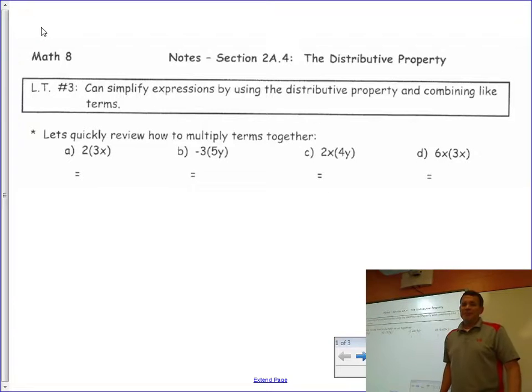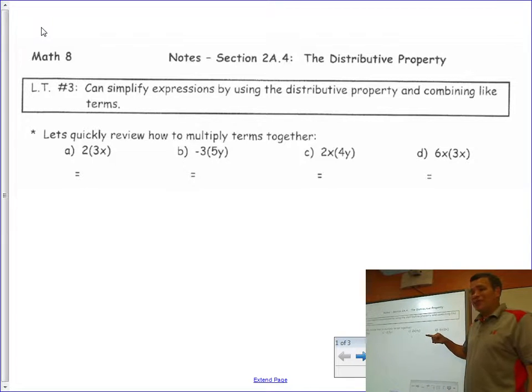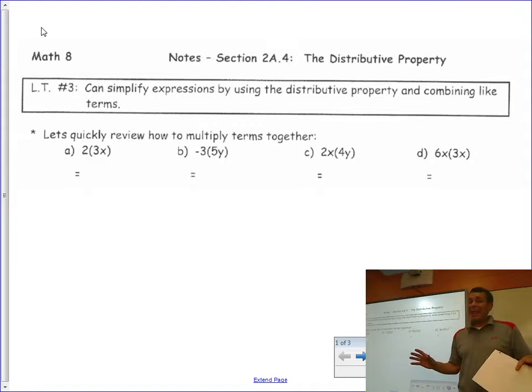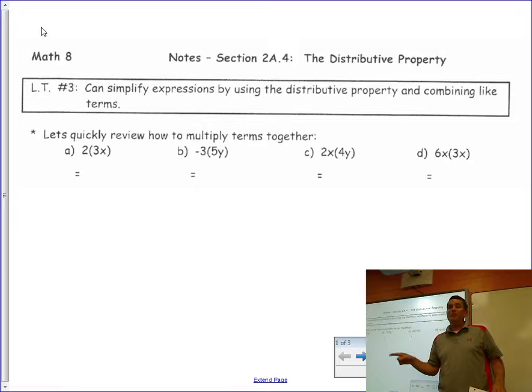Okay, today we are on to section 2A.4. We're going to talk about the distributive property. Again, this is probably review for a lot of students, but it's a really important concept and one we definitely need to go over. So today the learning target is that we can simplify expressions by using the distributive property and combining like terms like we went over yesterday.